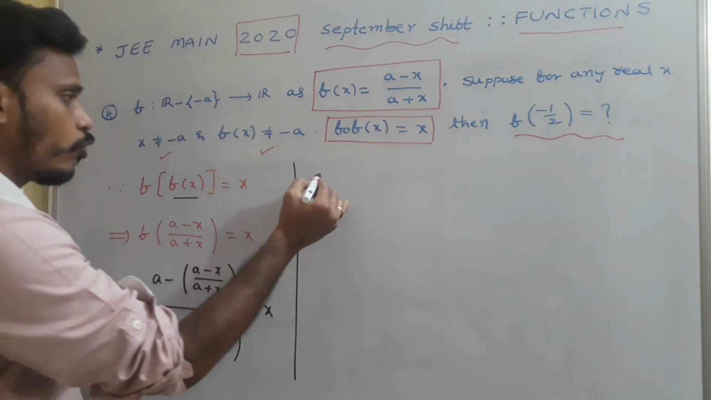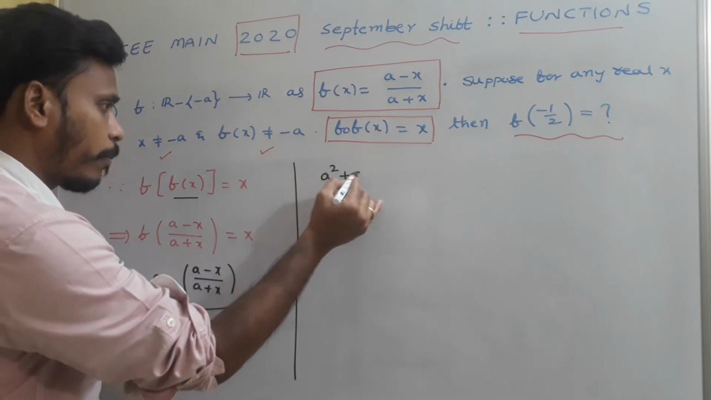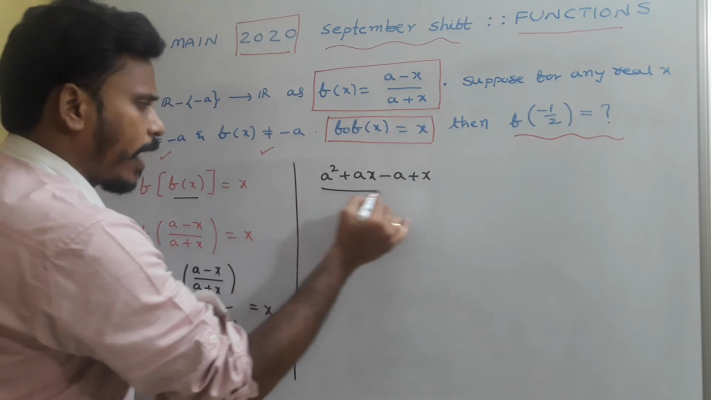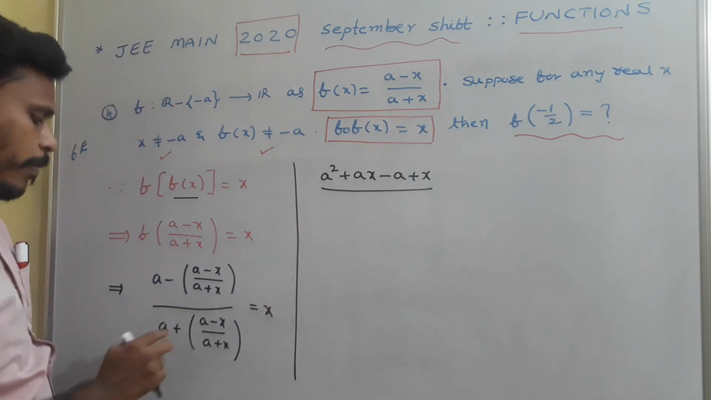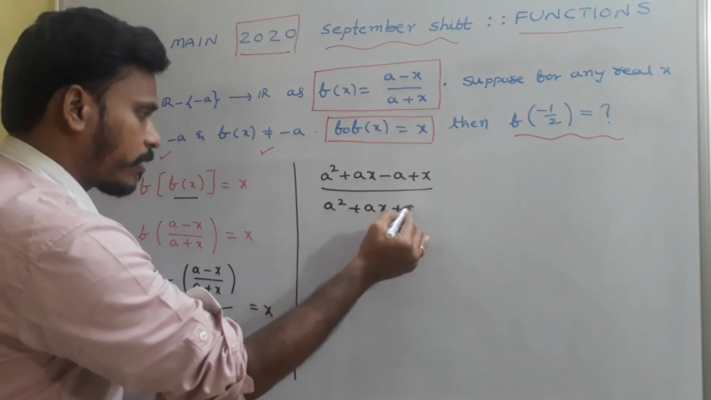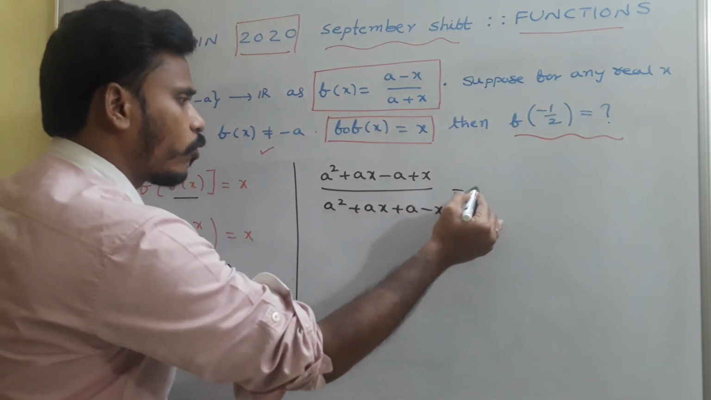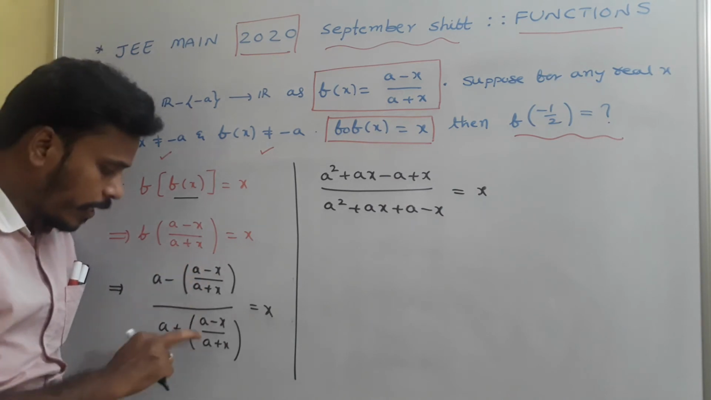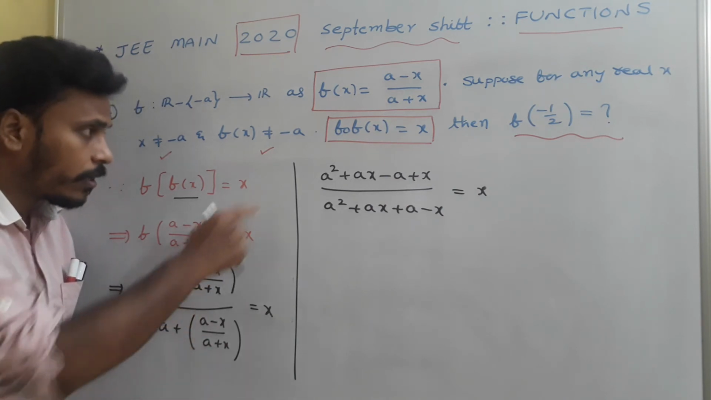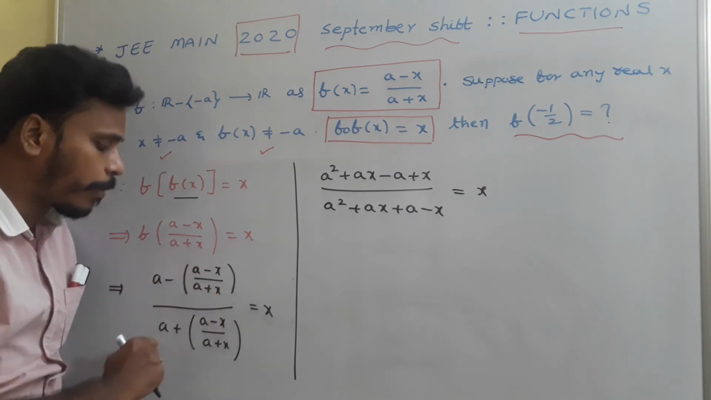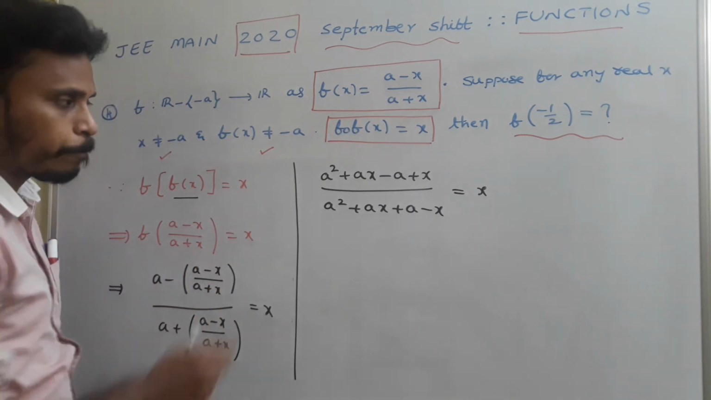(a plus x) into a is a square plus ax minus (a plus x) divided by the denominator. A plus x into a, right? A square plus ax plus a minus x is equal to x. Just observe it. In the numerator you just simplify. In the denominator you just simplify. This a plus x into a minus of this part, a plus x by a plus x, will get cancelled.